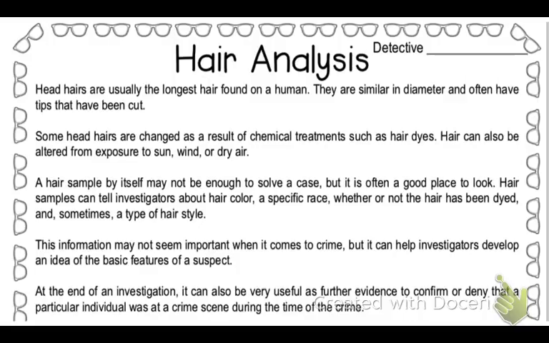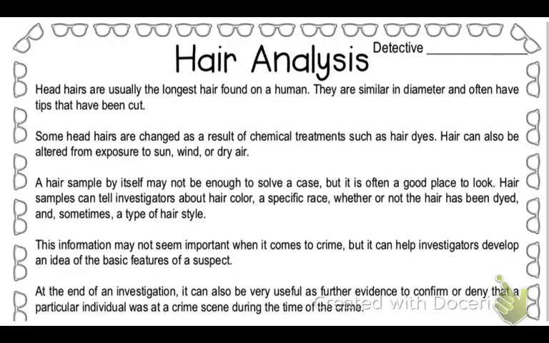And now we are ready for the hair. You want to make sure you get this paper. It says hair analysis. Head hairs are usually the longest hair found on a human. They are similar in diameter and often have tips that have been cut. Some head hairs are changed as a result of chemical treatments such as hair dyes. Hair can also be altered from exposure to the sun, wind, or dry air. A hair sample by itself may not be enough to solve a case, but it is often a good place to look. Hair samples can tell investigators about hair color, a specific race, whether or not the hair has been dyed, and sometimes the type of hairstyle.